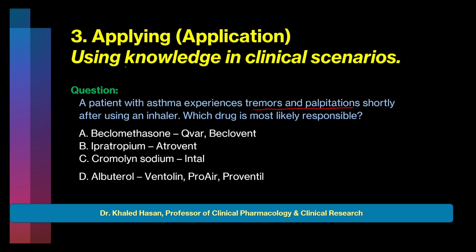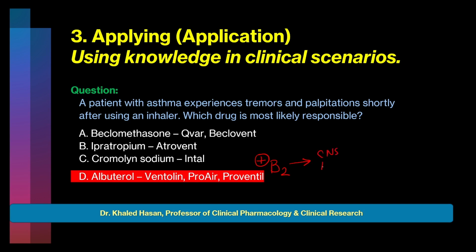So here we try to use the knowledge in a clinical scenario. We apply the medication, and the medication causes a side effect. Which of the following medications may cause a side effect? Here we apply the information. So what do you think the correct answer is? The correct answer will be albuterol, because albuterol stimulates the beta-2 receptor, and also albuterol has some stimulation of the central nervous system and of the heart. For this reason, the patient may suffer from tremors and palpitations. Okay, the third level is application.